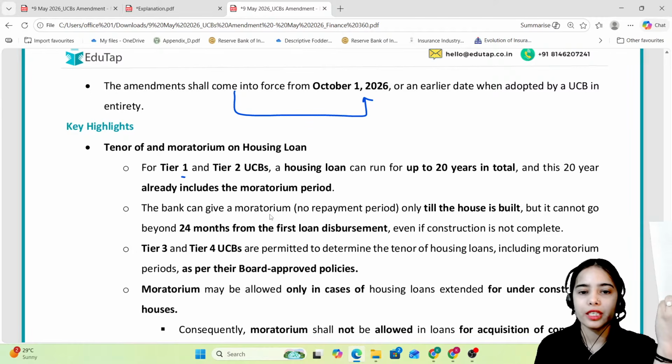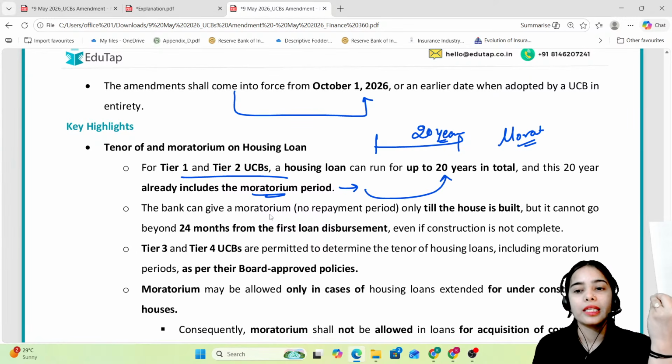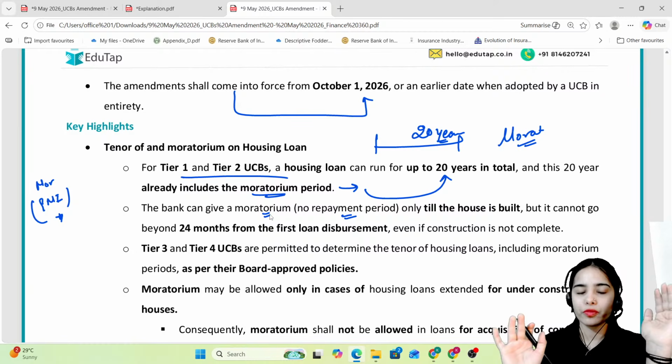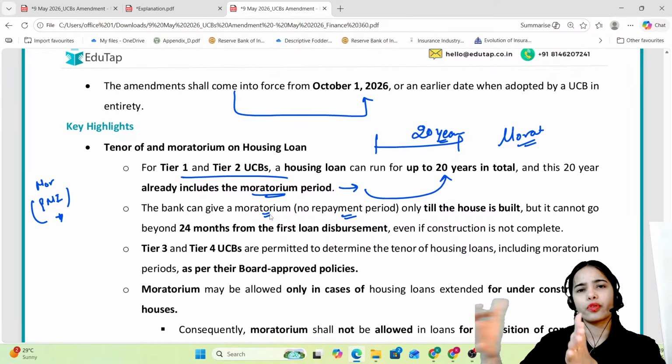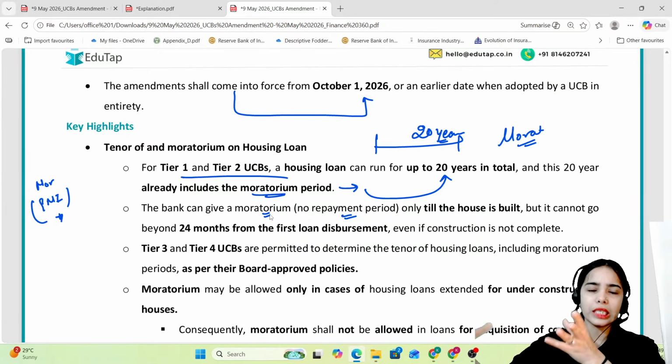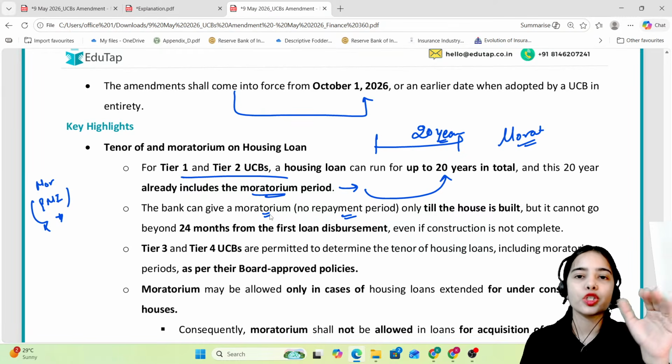Now see, for tier 1 and tier 2 UCBs, a housing loan can be provided for up to 20 years in total. If there is any moratorium period that is provided, that should also be included in this 20 years time period. Moratorium period is the no repayment period. That means in this moratorium period, no EMI is paid. Think about it: during COVID-19, for various loans, moratorium periods were given, because during the COVID lockdowns the businesses and the people were not able to repay the loan at that time. So it was said that during COVID-19, for like 6 months, for a certain time period, the EMIs did not have to be paid. This is the moratorium period, that is, the no repayment period.